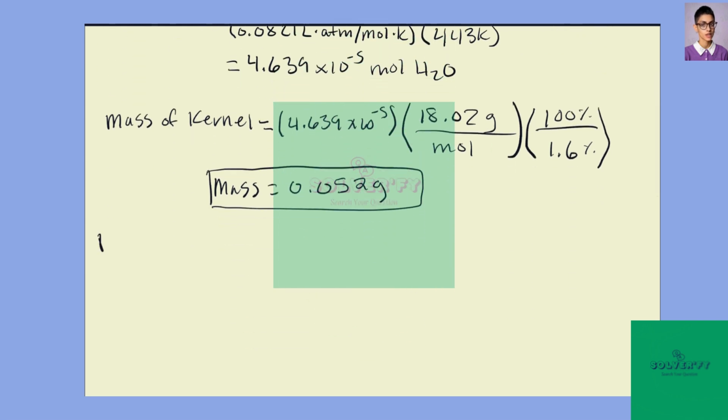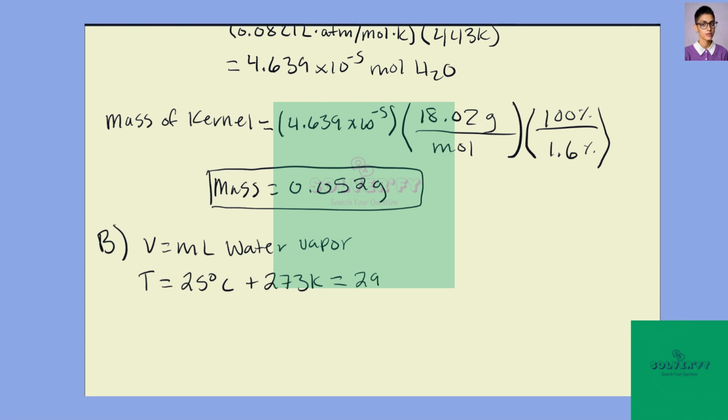For the second part of this question, they are wanting us to find the volume in milliliters of our water vapor. And they give us another set of conditions that they would like us to find this at. So they tell us that the temperature for this reaction is going to be 25 degrees Celsius. So I'm just going to add 273 Kelvin to this. So this is going to be 298 Kelvin. And they tell us our pressure is equal to 1 atmosphere.